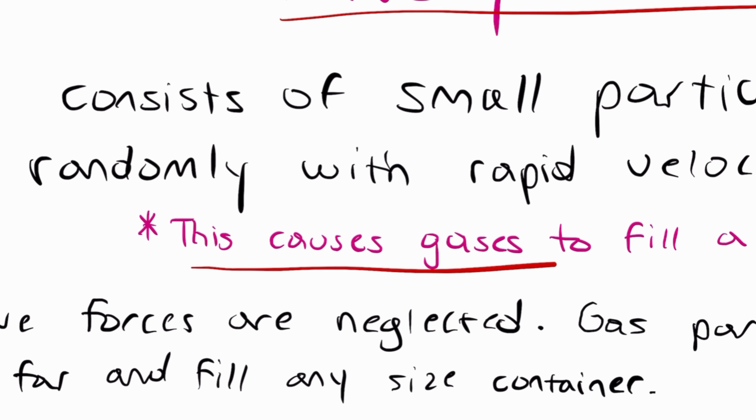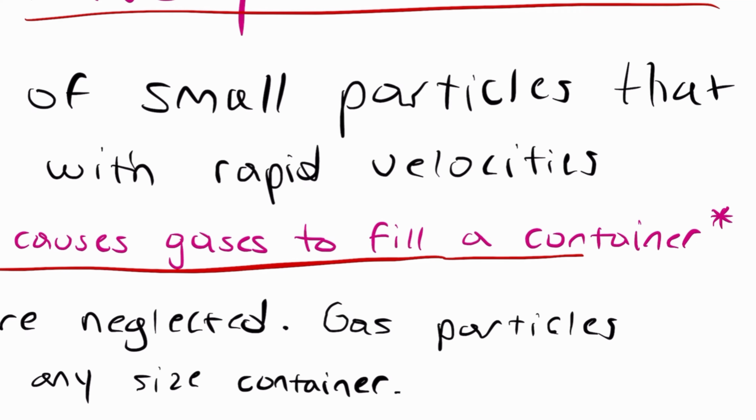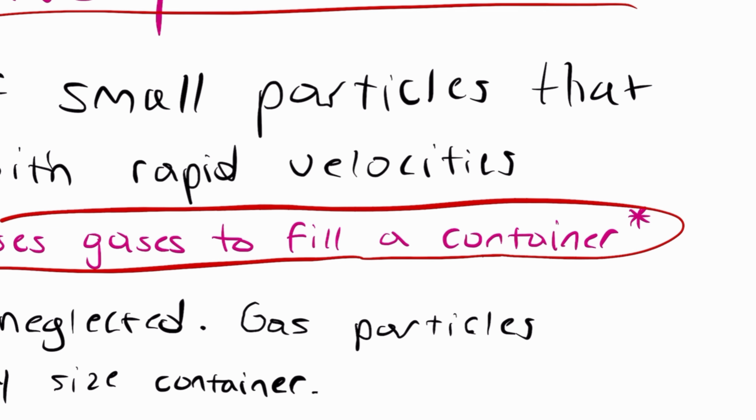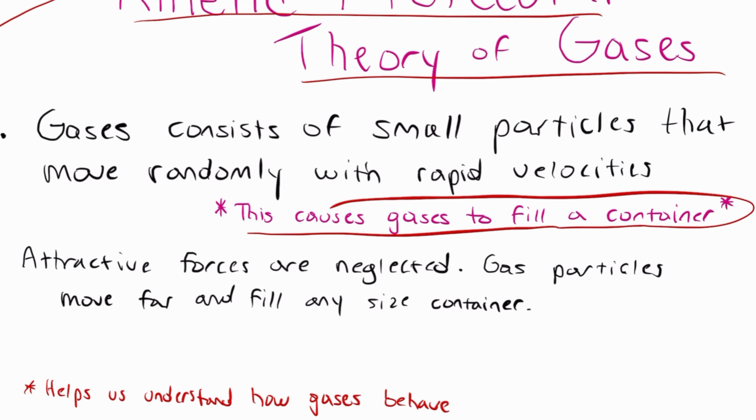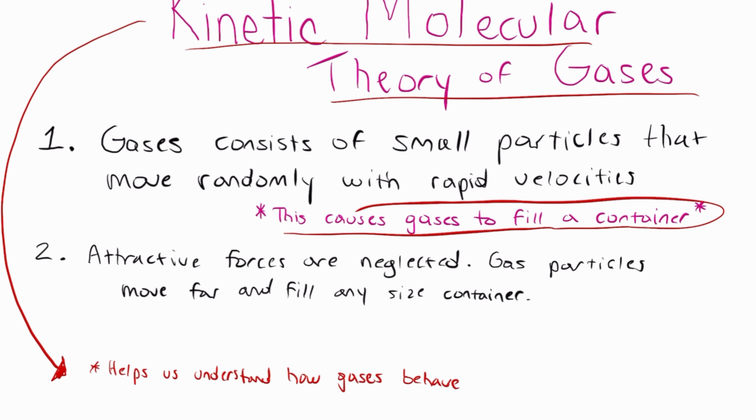This causes gases to fill a container, like I talked about before. So gases move randomly. They're in this container and they just randomly shoot around. Or even in our atmosphere, in an unclosed container. Well, we don't know if it's a closed container or not, but I'm not trying to promote conspiracy here.